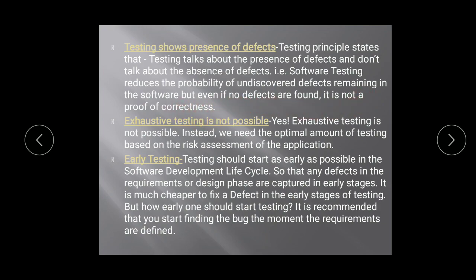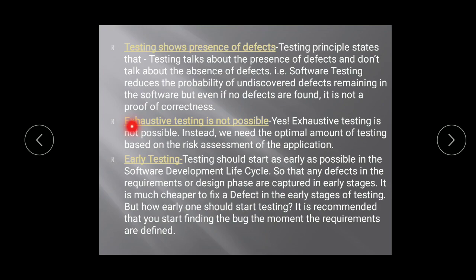So when we do software testing, it reduces the probability. Probability means whether defects are there or not, or undiscovered. Undiscovered means not yet discovered up to this point in the process. All those defects remaining in the software are found out with the help of software testing, but we cannot assure that there is no defect, and this cannot be proved with any correctness. That is, we cannot prove that there was no defect in the product itself.